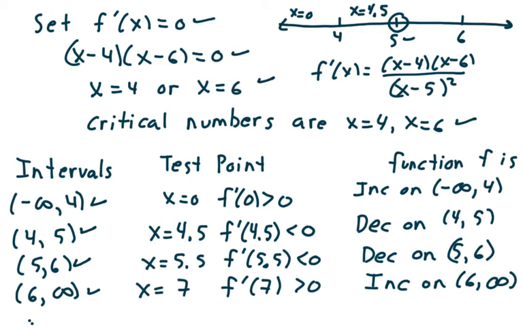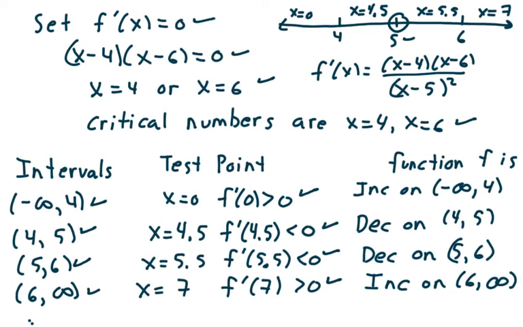Now, could you test x equal 4.1? Absolutely. It works. As long as it lies inside the interval from 4 to 5, you are safe. I tested x equal 5.5, and then I just plugged in 7. And what you're going to find is that f prime of 0 is positive, f prime of 4.5 is negative, f prime of 5.5 is negative, and f prime of 7 is positive.